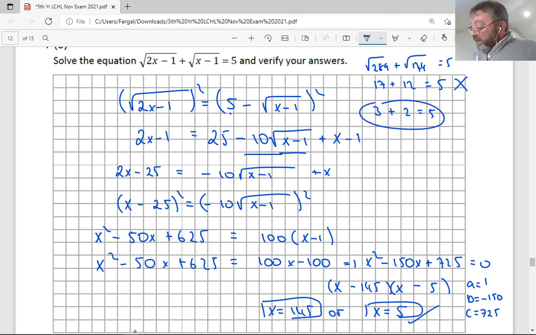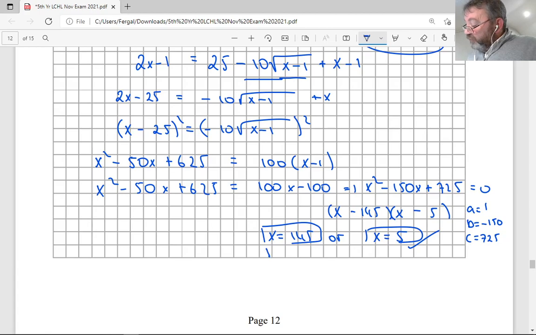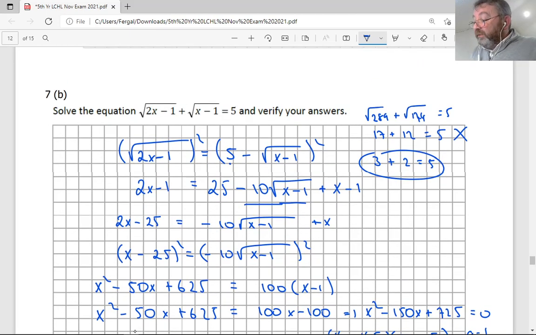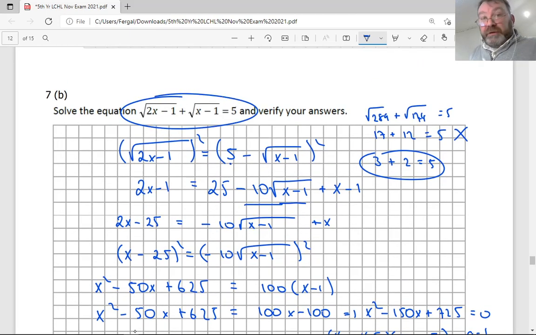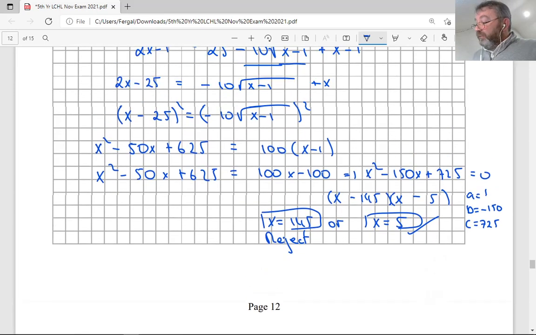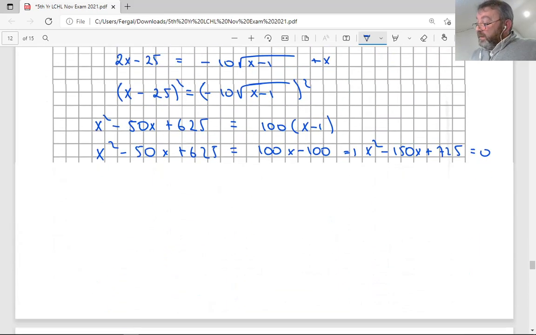So what you've got to do is reject 145. Now you just stick them in there in your calculator. You just put 145 into this equation up here where x is. It doesn't give you 5. So therefore you have to reject it. There's only one answer to that, and that is 5.